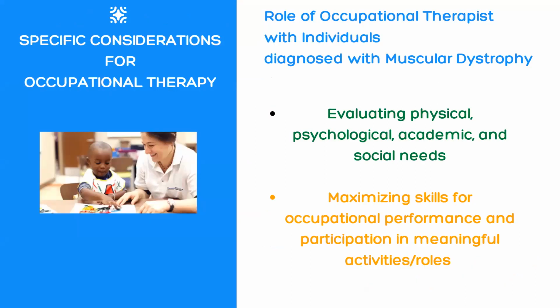Okay, so as far as our roles for occupational therapists who could help individuals with muscular dystrophy, our role is to evaluate the physical, psychological, academic, and social needs. At this moment, we could support individuals with MD by doing a simple occupational profile, a parent interview, seeing how we could help them live comfortably and still be able to be independent regardless of their disability. Our goal is for them to participate in occupational performances that are meaningful and that correlate with their roles.